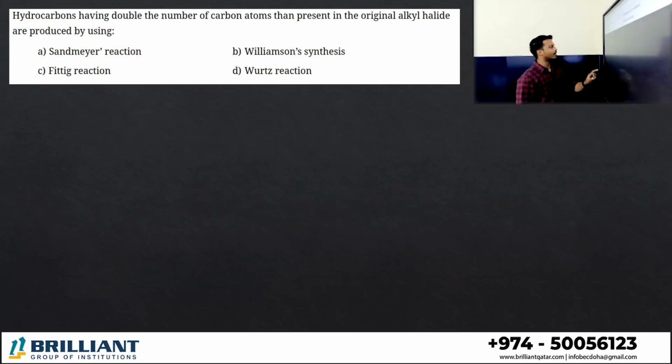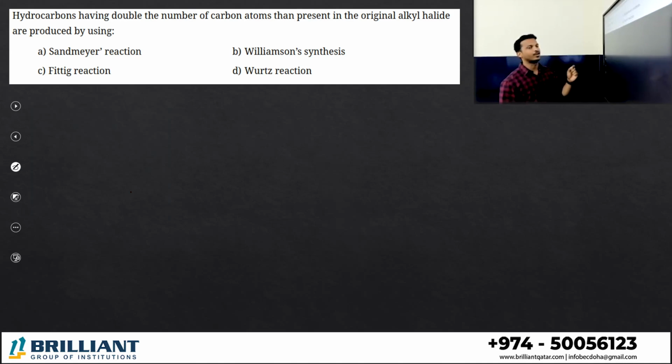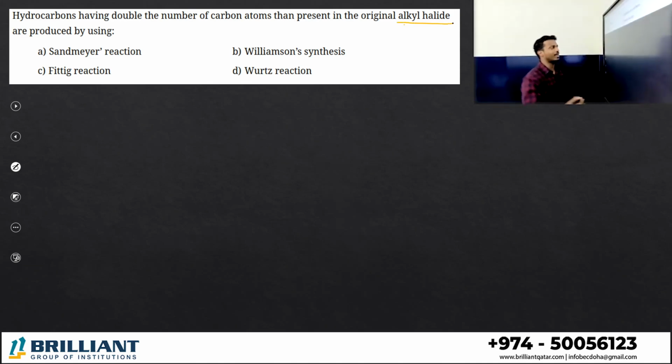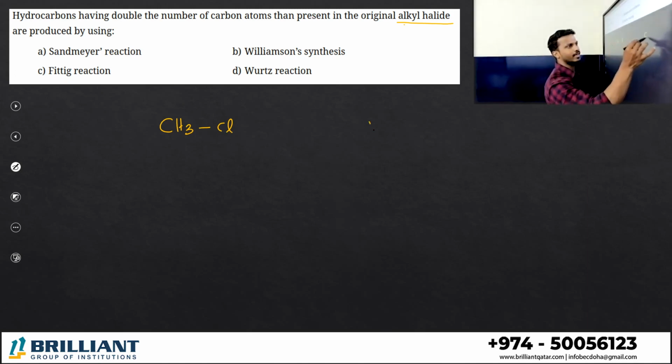Hydrocarbons having double the number of carbon atoms than present in the original alkyl halide are produced by using which of the following reactions? So it's a preparation of hydrocarbons having double the number of carbon atoms than present in the original alkyl halide. Let me take one alkyl halide, for example, methyl chloride. Alright. So let me take two molecules of methyl chloride. Let me write CH3Cl, one more methyl chloride.